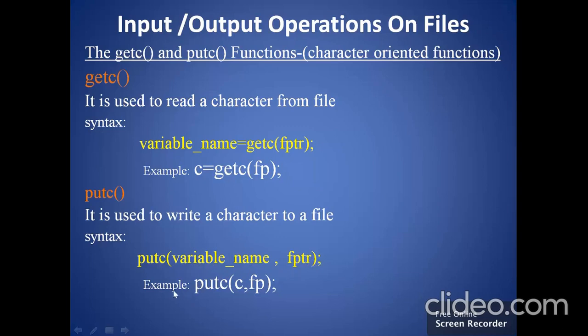Then consider the example putc(c, fp); Inside the bracket we have c, fp, then a semicolon. Here putc is the function, c is the name of the variable and fp is the name of the file pointer. When executing this code, with the help of this putc function, the character present in the variable c will be copied or printed to the file.